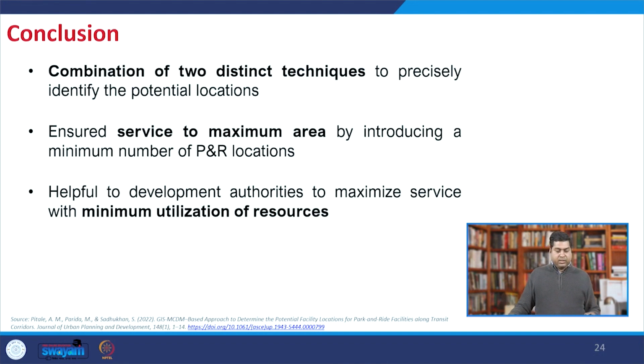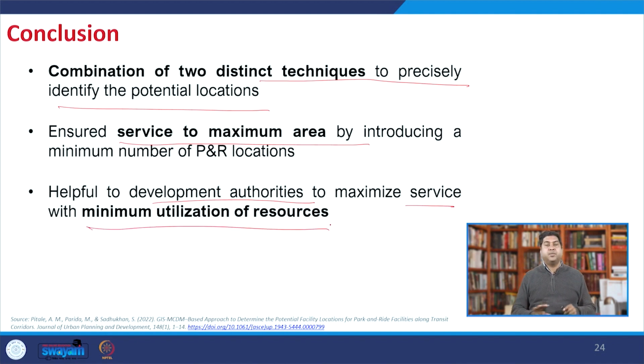Coming to the conclusion, this is a combination of two distinct techniques to precisely identify the potential locations, the GIS and the AHP as an MCDM. This study also ensured service to the maximum area by introducing a minimum number of PNR locations. It is also helpful to the development authority for maximization of the service with minimum utilization of resources.